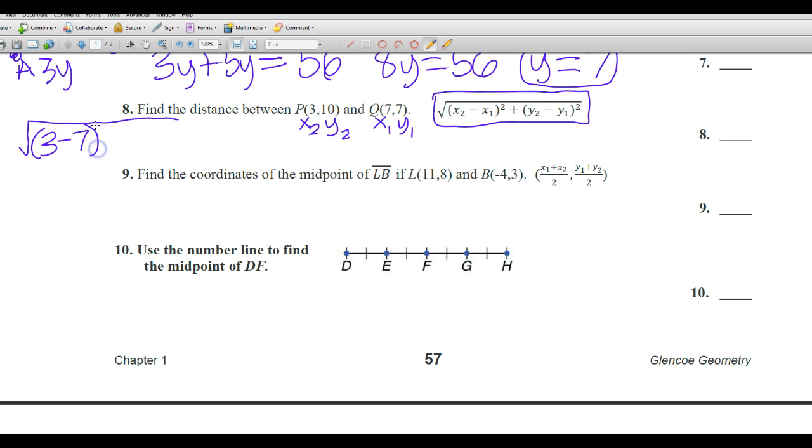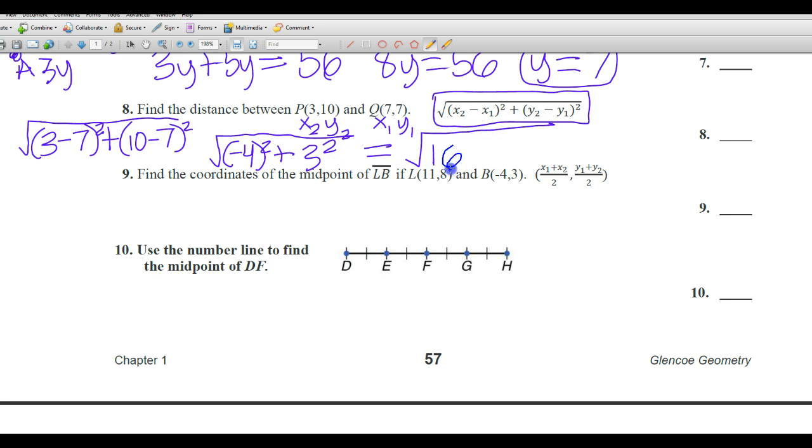(3 minus 7) squared plus (10 minus 7) squared. So 3 minus 7, that would give us negative 4. 10 minus 7, that would give us 3. So we move on to the next step. Negative 4 squared is positive 16. 3 squared is 9. That adds up to 25. Now, in this case, since 25 is a perfect square, we wouldn't leave our answer as the square root of 25. We would actually take the square root of it and get 5 as our final answer.